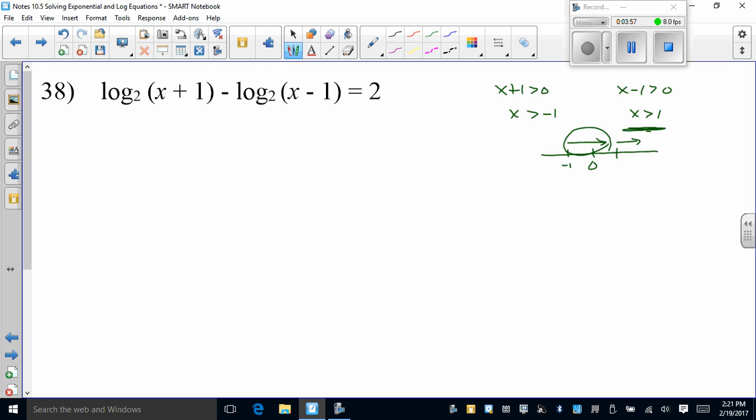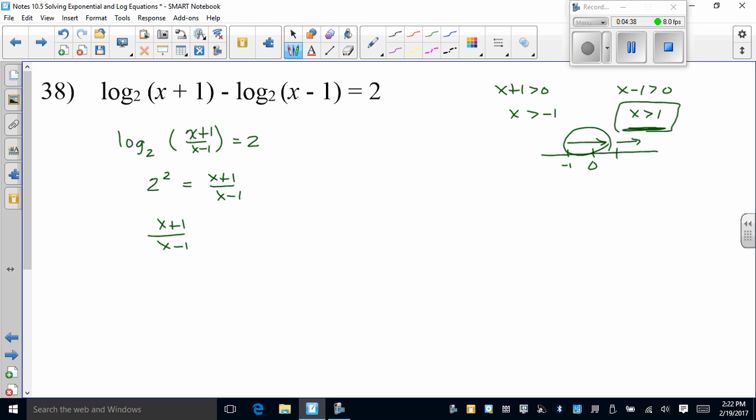Okay, so I get to remind you that this negative means divide. So I have log base 2 of x plus 1 over x minus 1 equals 2. You cannot do anything here until you're down to 1 log. So you have to be able to put these together. My base, my exponent. So I have 2 squared equals x plus 1 over x minus 1. So x plus 1 over x minus 1 equals 2 squared, or 4, over 1.